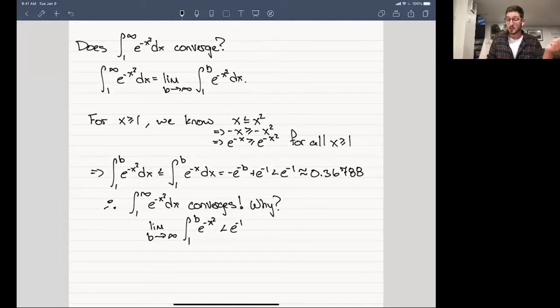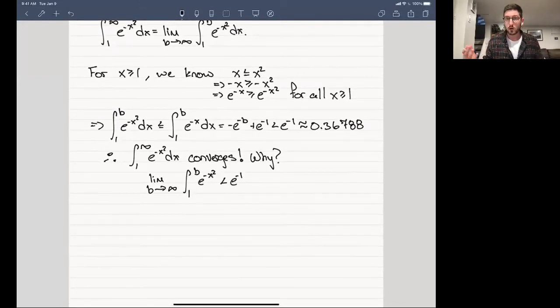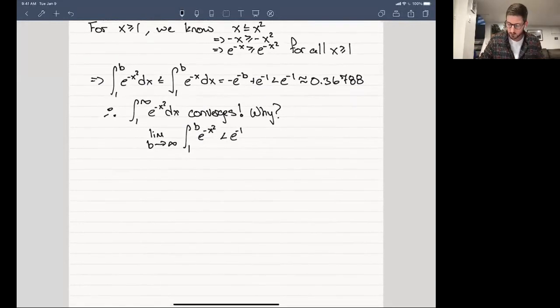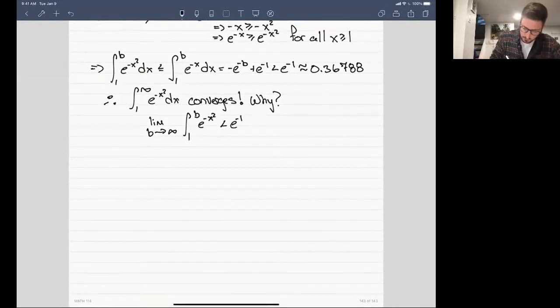It's somewhere between 0 and 0.36788, whatever that happens to be. And you can use this throughout your work in order to determine whether or not one of these improper integrals of type 1 is going to converge or not. So let me give you a result here. This is a theorem, and this is what's called the direct comparison test.